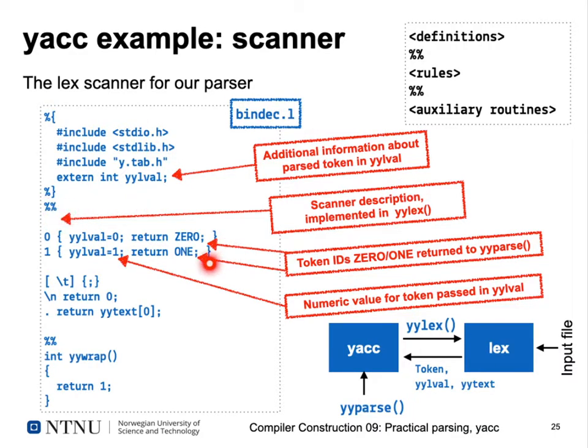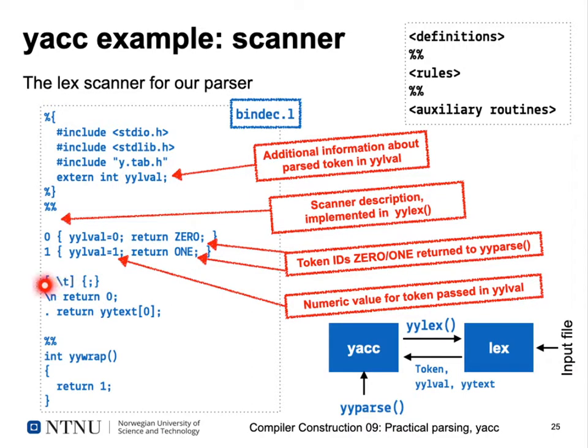So here we start with a very simple scanner. If we read a digit 0, we set our yylval to 0. So that's our meta information here. It's a value, it's an integer, as we've seen. And we return the information: this was a token 0. If we read the digit 1, we set yylval to 1 and return the information: it's a token 1.